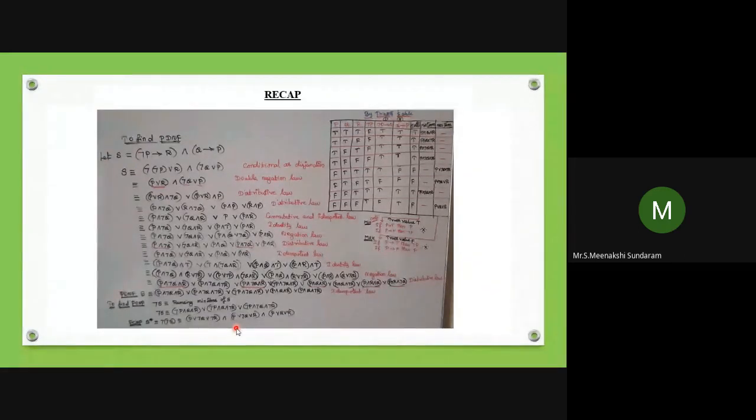Up to this point, does anybody have a doubt about how to find the PDNF and PCNF? I think some of them asked doubts on WhatsApp also. I can put that in. Does anybody have a doubt? Students, anybody? Hello? Hello?